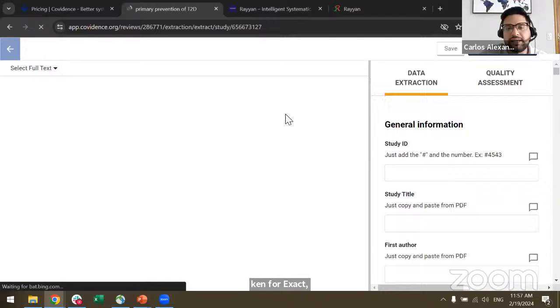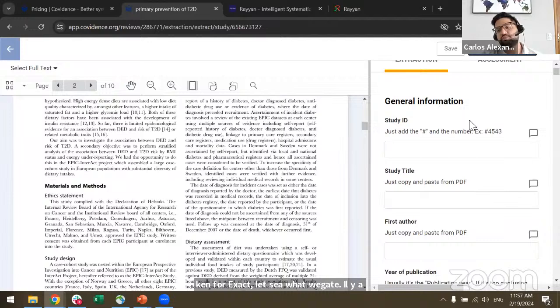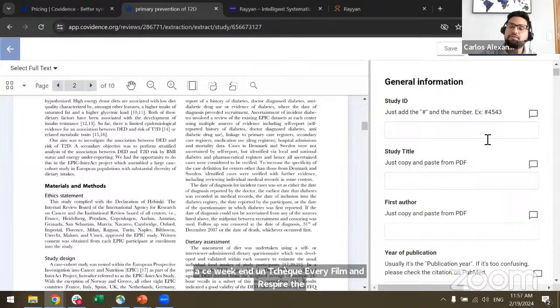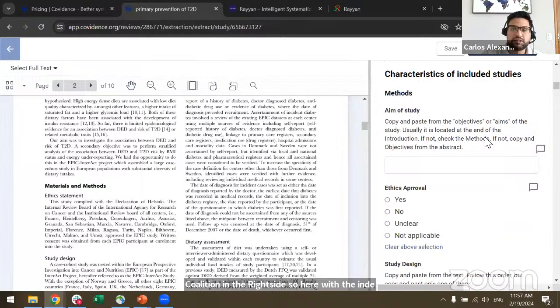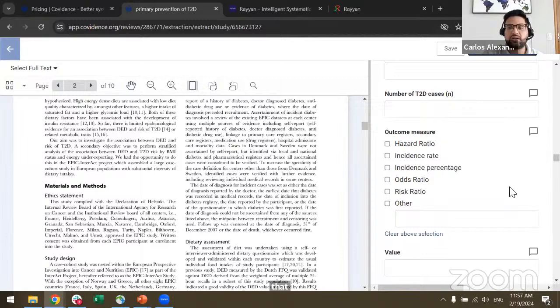Here we have the PDF on the left side, it's loading. So here you have the PDF, so you can check everything and respond to the questions on the right side. Here we designed the extraction form so we can have everything: the country in which it was conducted, the methods, the ethical approval, the study design, everything. You have everything that you could possibly need in the future in this data extraction form.